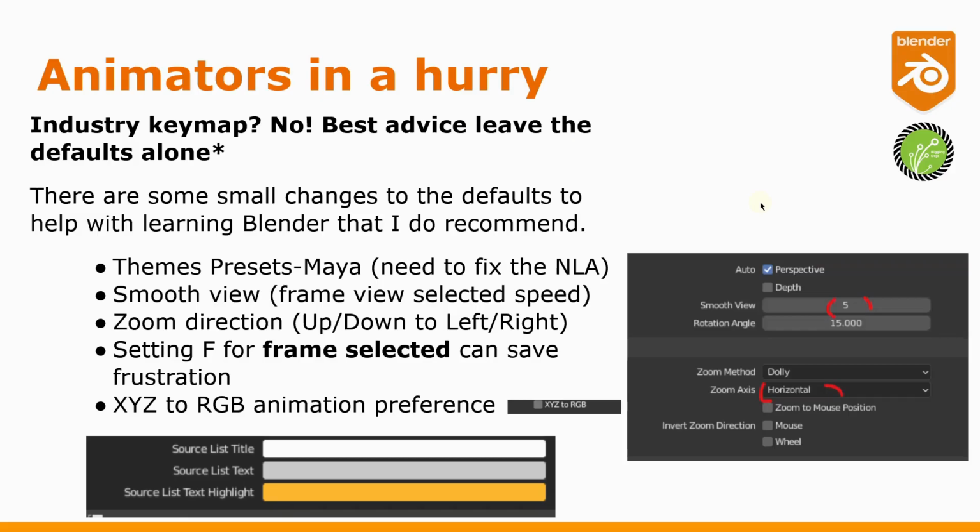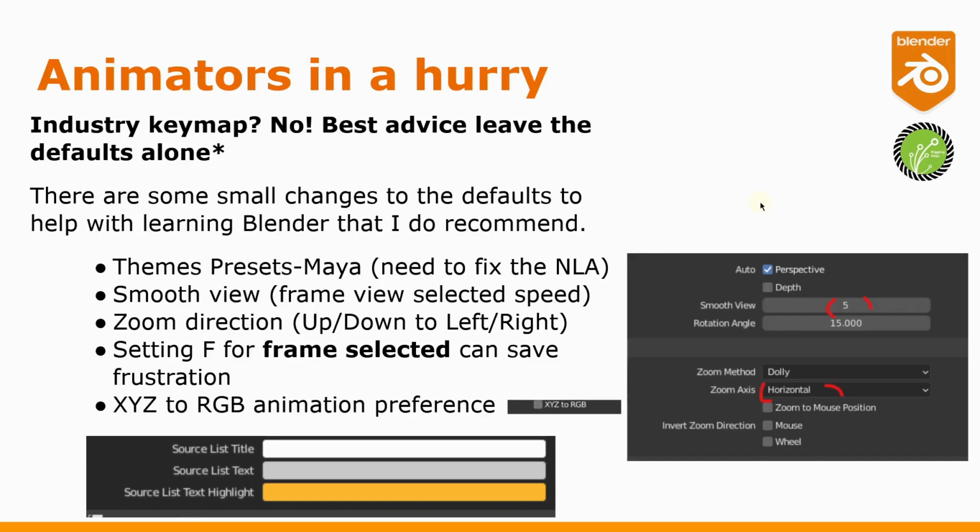Let's get a look at a few changes I'm going to recommend. They have added an industry key map, but the best advice is to leave it alone. Don't use it. It isn't going to be your industry. It's not going to be your key map. While some things may seem familiar, it makes it impossible to follow any tutorials or look up help because you're going to have to know the tool in order to understand how they changed it. It's fine to try it if you want, but I suggest you leave it alone.